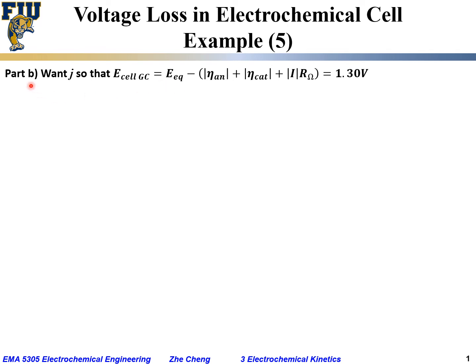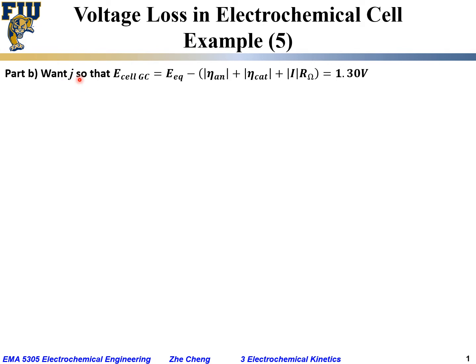Finally, for part B of this problem, this zinc nickel electrochemical cell, zinc hydroxide on the anode, nickel oxide hydroxide and nickel hydroxide on the cathode. If the cell voltage is 1.3 volt, the problem wants the current density.